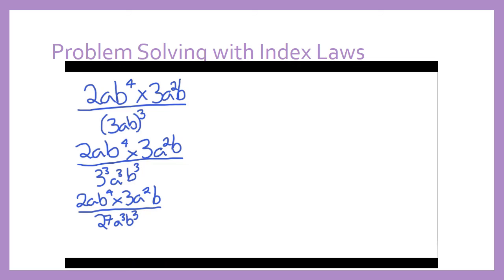Now over here, I'm going to evaluate this top line. I'm just going to multiply the 2 and the 3, and multiply my terms with the same base. That means I add the powers: the power of 1 on this a, the power of 2 on this a, the power of 4 on this b, the power of 1 on this b. So I'll end up with 6a^3b^5. My denominator is the same.